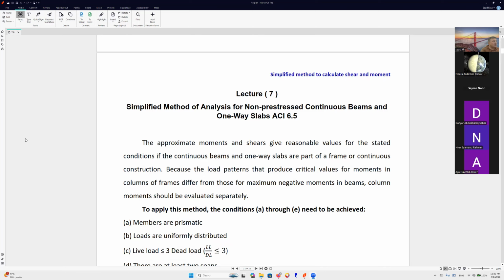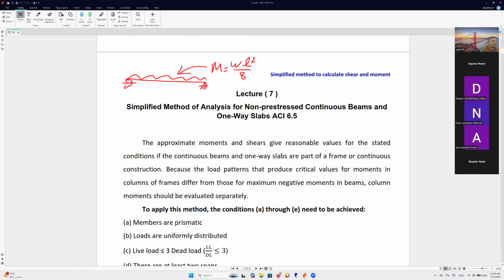In the strength of materials, I think you studied this one. For example, if we have a simply supported beam, this is the roller, and for example a distributed load, what is the moment for this one? The moment is equal to WL square over 8, right? So this is the moment, and the shape of this moment will be like this.